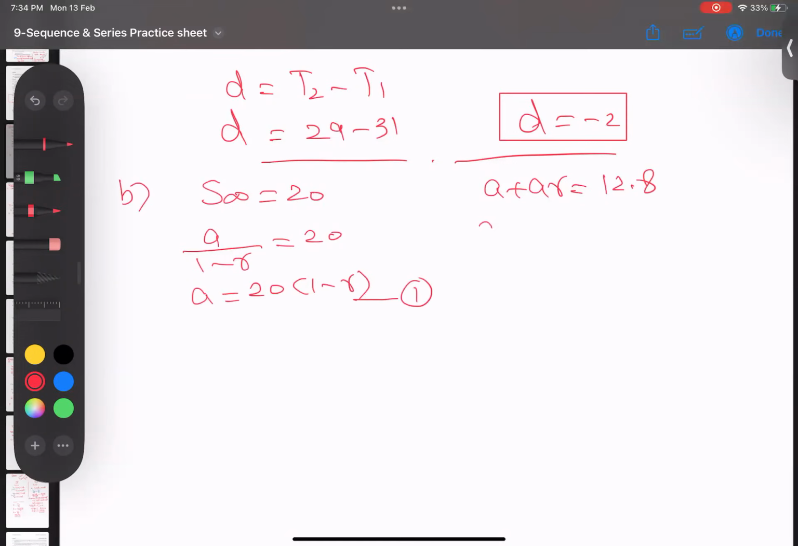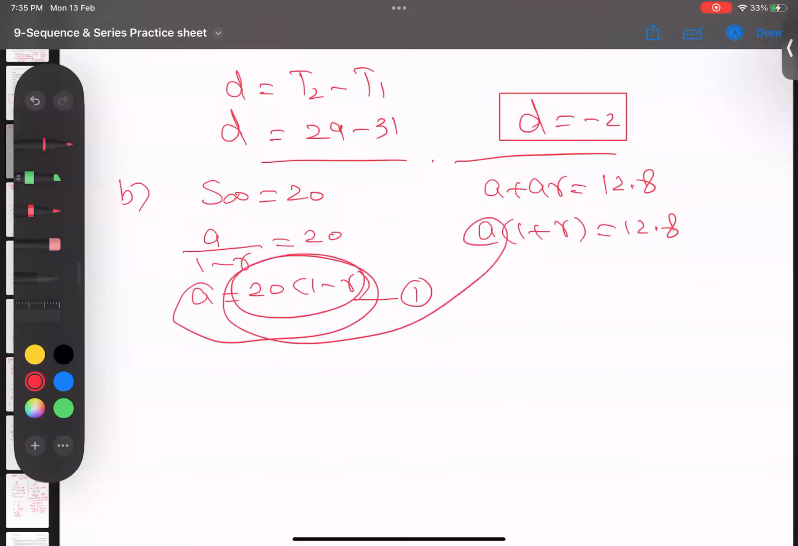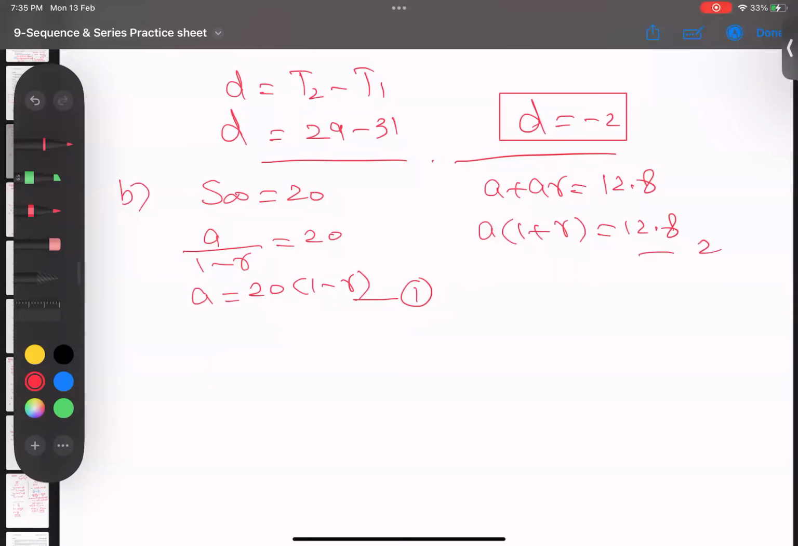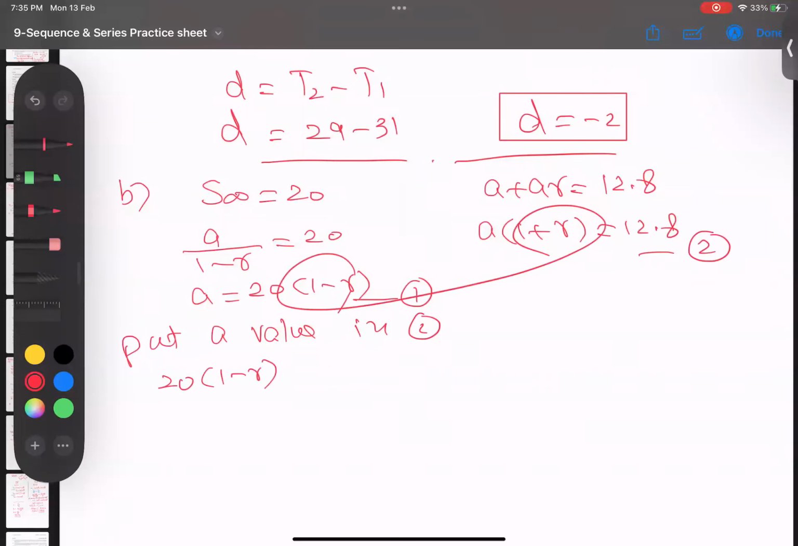And here I can take A common. I got this. I have many ways to do it: solve them simultaneously, or since I have the A value, I will plug it in here. So when I put the A value in equation 2, it will look like this: 20 times (1 minus R) times (1 plus R) equals 12.8. This 20 will divide under it.